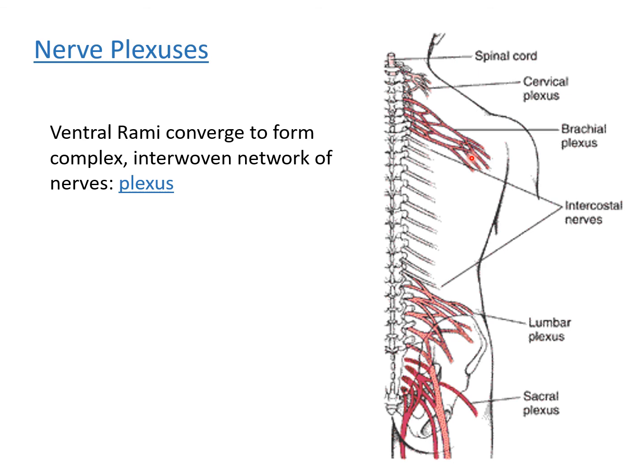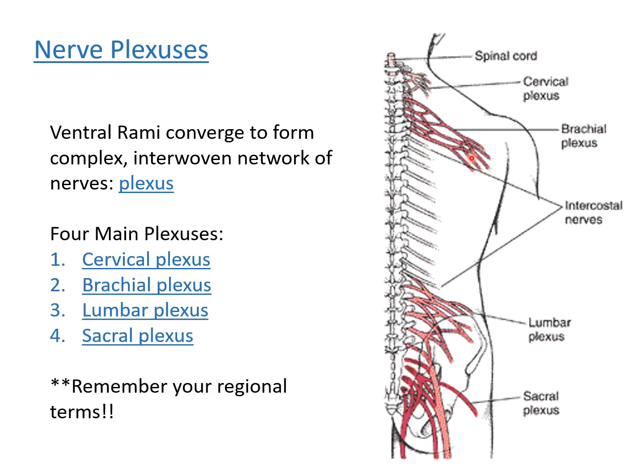Okay. There are 4 main plexuses that you should be familiar with. The cervical plexus, way up here in the cervical region, the brachial plexus essentially innervating the brachial region, the upper arm. The lumbar, again, the lower back, and the sacral around the sacral region, around the sacrum bone. Okay, so hopefully these terms aren't new to you. These are actually the same regional terms that you learned already.